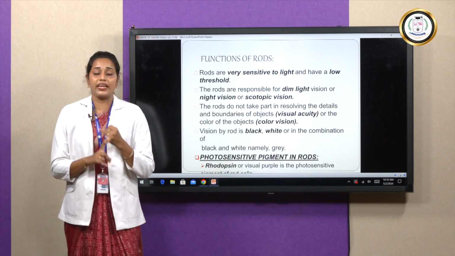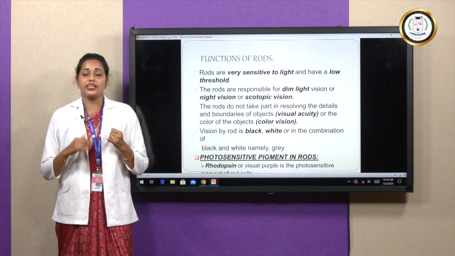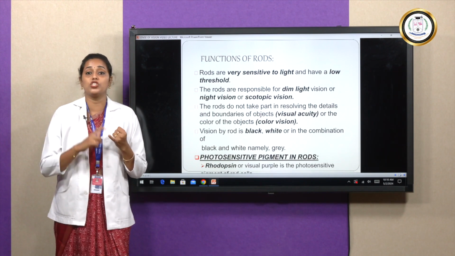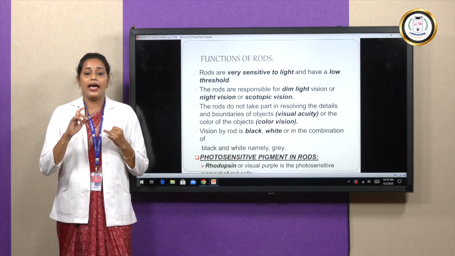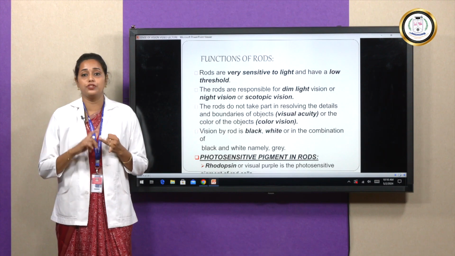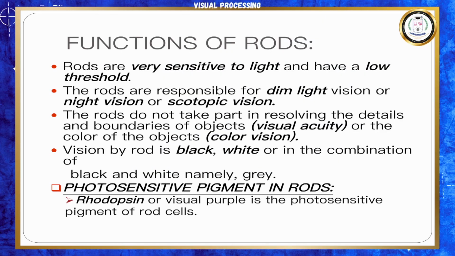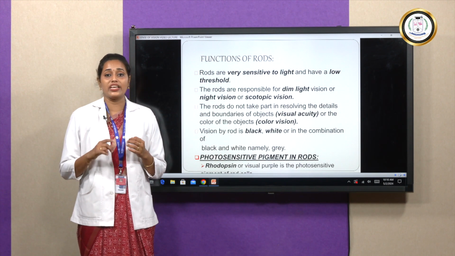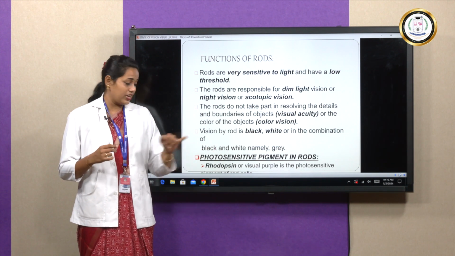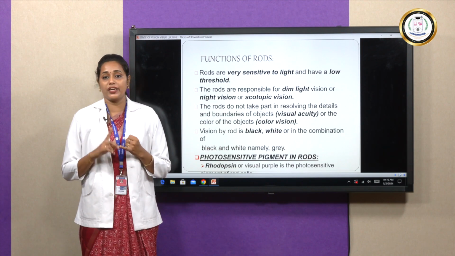The rods do not take part in resolving detail, that is, visual acuity. Visual acuity is the sharpness of the boundaries of images, and they also do not take part in color vision. The vision by rods is black, white or grey in color. So we have a photosensitive pigment in rods called rhodopsin. This rhodopsin is also known as visual purple, which is responsible for scotopic vision.